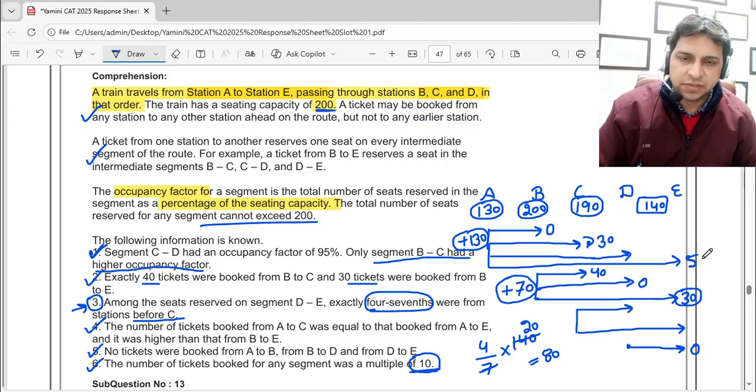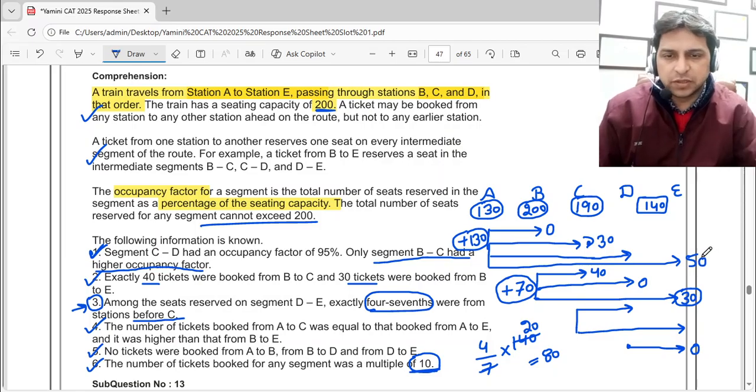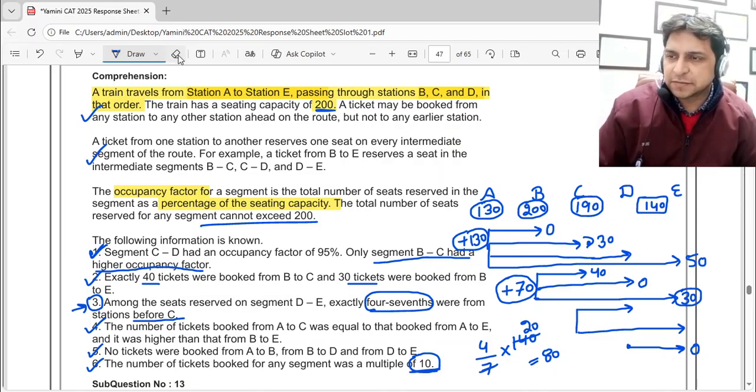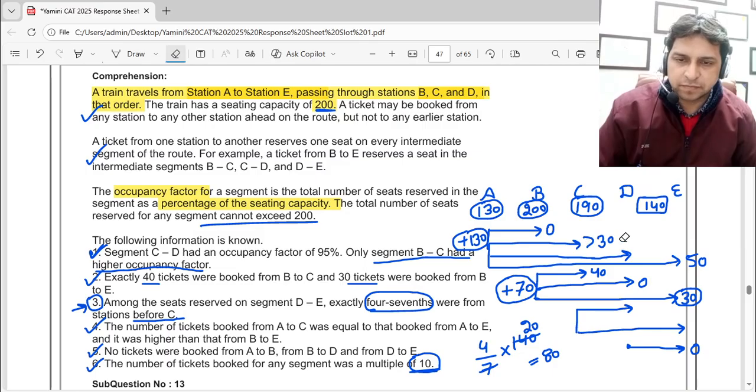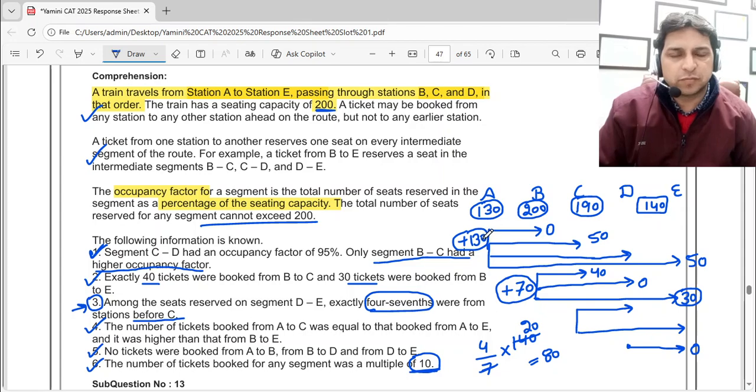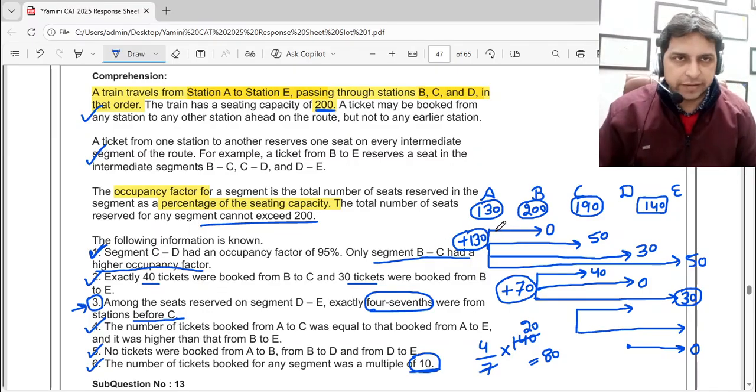And we know the same number of people have booked the tickets from A to C, so that number should also be 50, and this is 130 in total from station A. 50 plus 0, 50 plus 50, that means these people should be 30. So the total 130 count comes to an end.